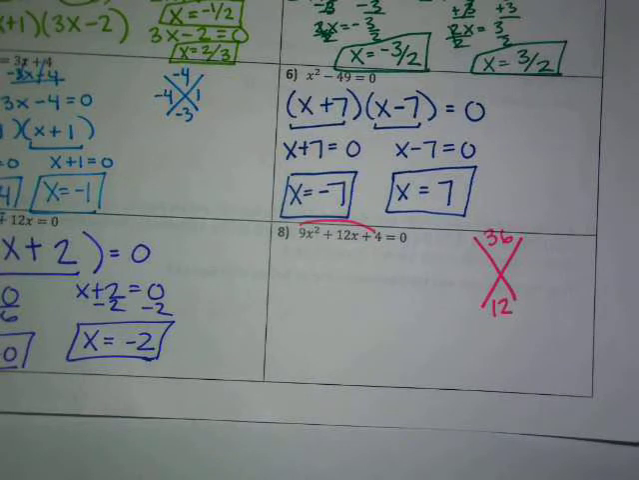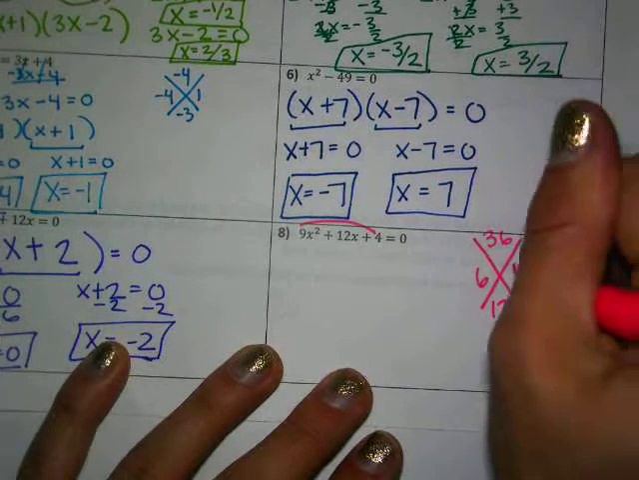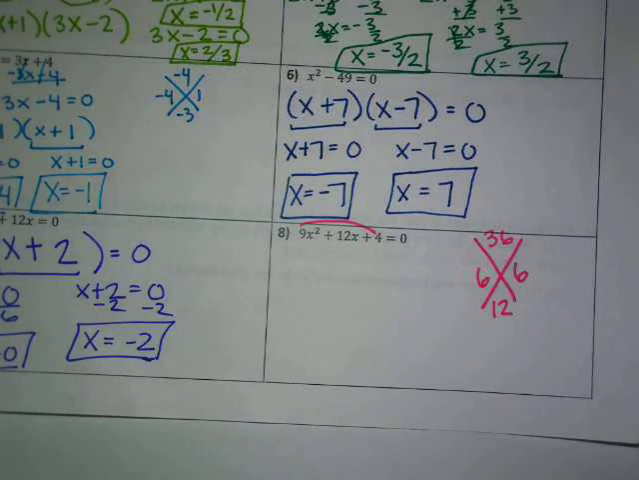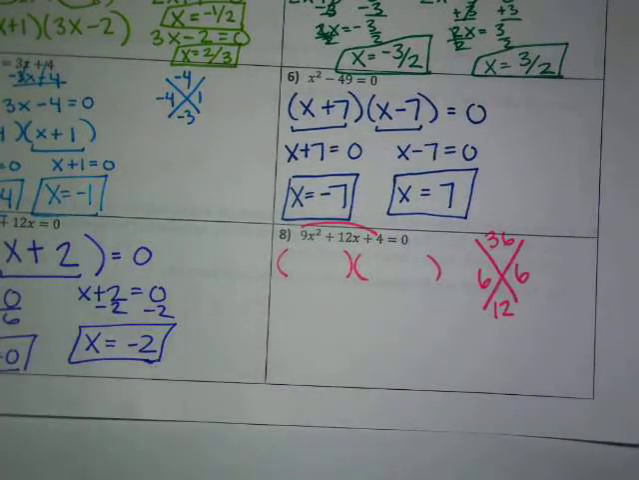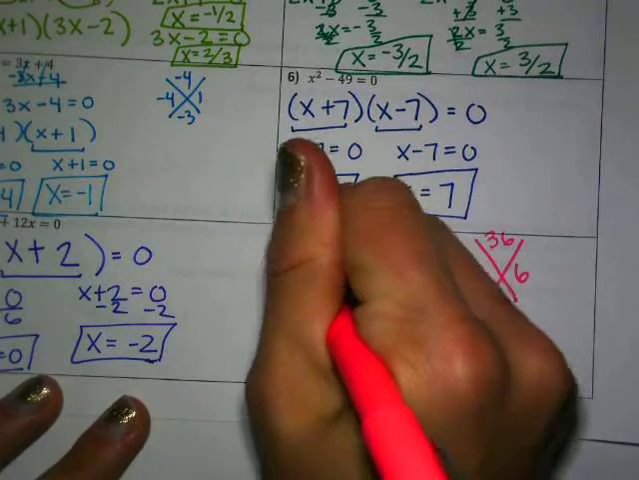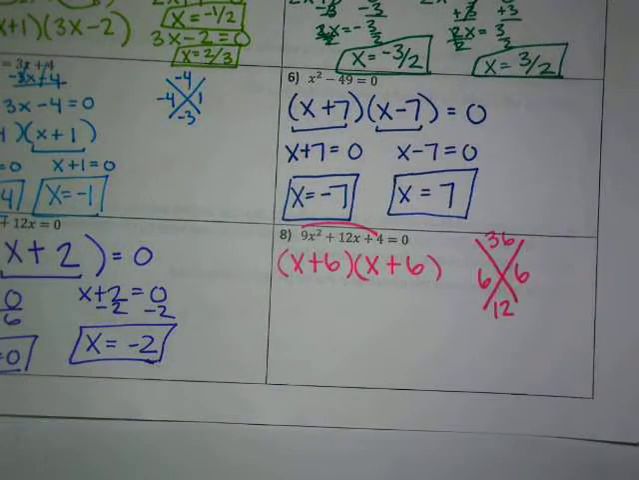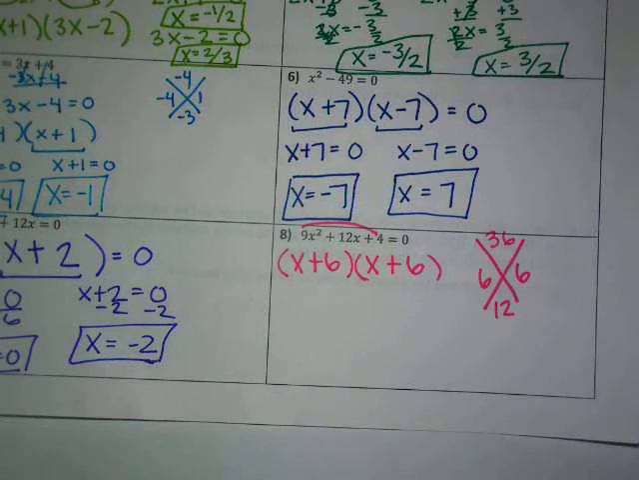Daniela, what two numbers multiply to give me 36 but add to give me 12? 6 and 6. Very good. All right, Emery, how would I write the factors right now? x plus 6. Very good. x plus 6 and x plus 6. I thought you couldn't do that, or is it x minus 6 and x minus 6? That's for difference of squares. So this is all good.